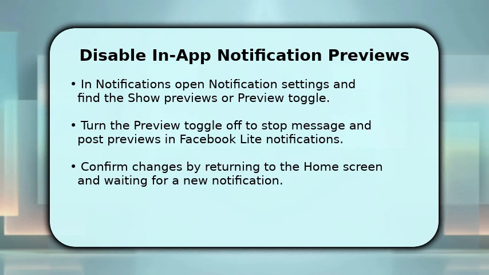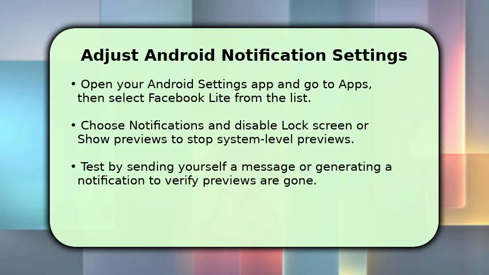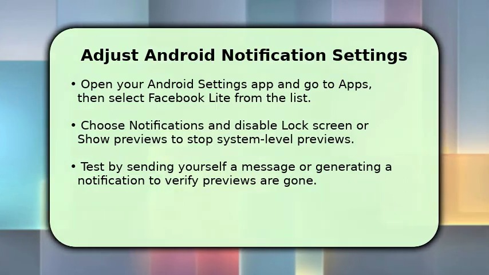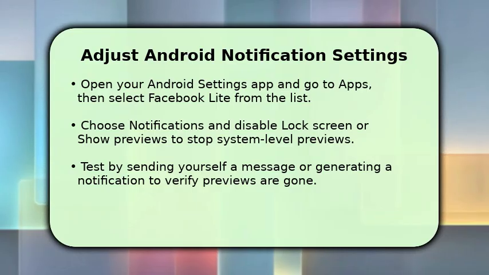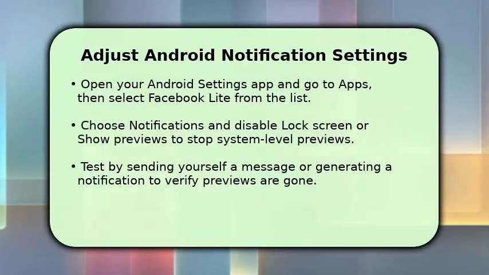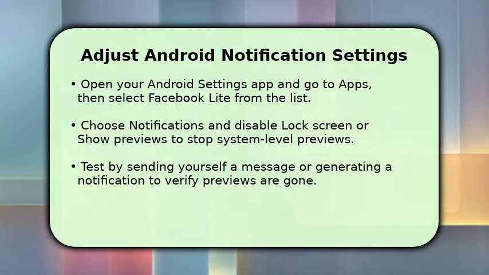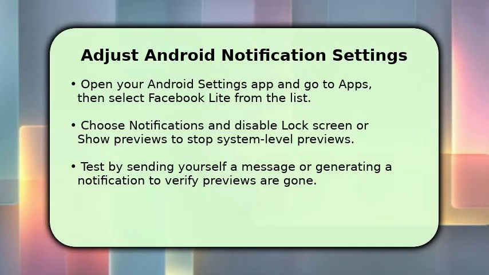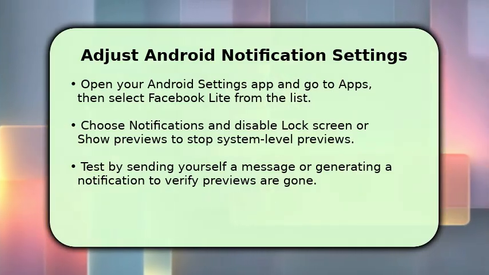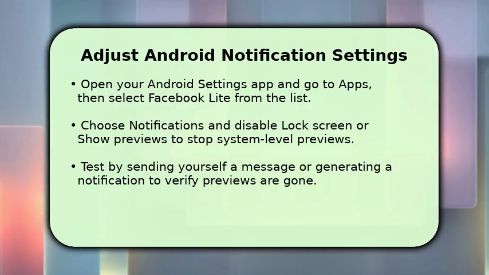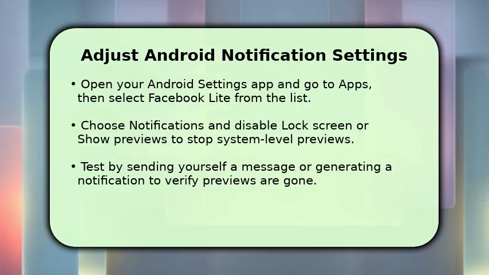Open your Android Settings app and go to Apps, then select Facebook Lite from the list. Tap Notifications within the app info screen to access system-level notification options for the app. You can disable lock screen content or toggle Show Previews to stop any system previews appearing. If your phone supports when locked options, choose Hide Sensitive Content for stronger privacy. Finally, test the change by sending yourself a message or generating a notification.